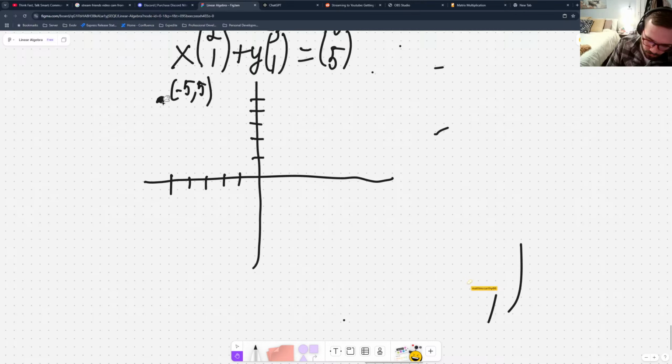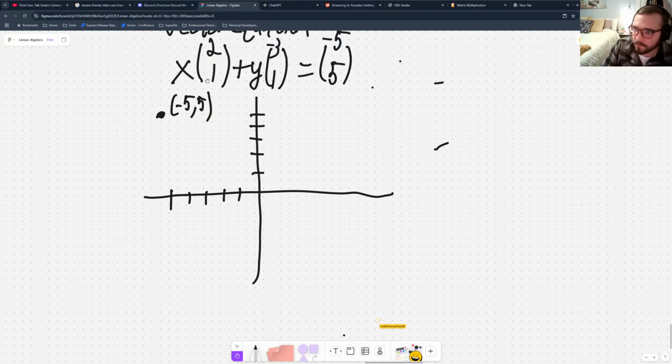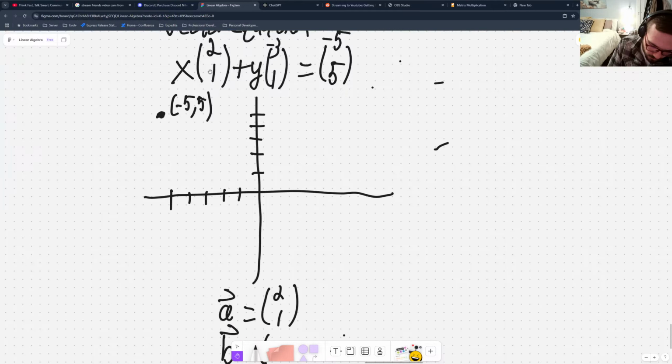So let's start with just drawing a vector. We can start with the x vector here. Maybe let's call this A. We can say A equals 2, 1, and B equals -3, 1. And this little arrow here just means that we're talking about vectors.